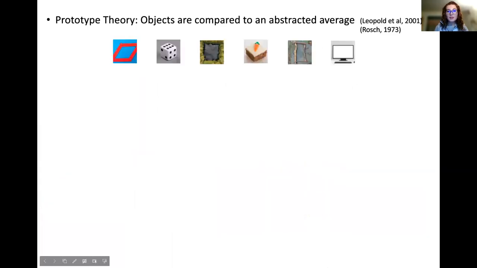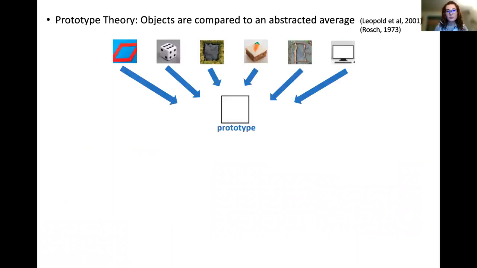Our project looks at how visual information is encoded by the primate ventral stream. Prototype theory suggests we categorize objects by comparing them to an internalized, abstracted average of examples we have experienced, called prototypes. If true, this suggests neurons may encode abstractions of visual features present in the natural world.